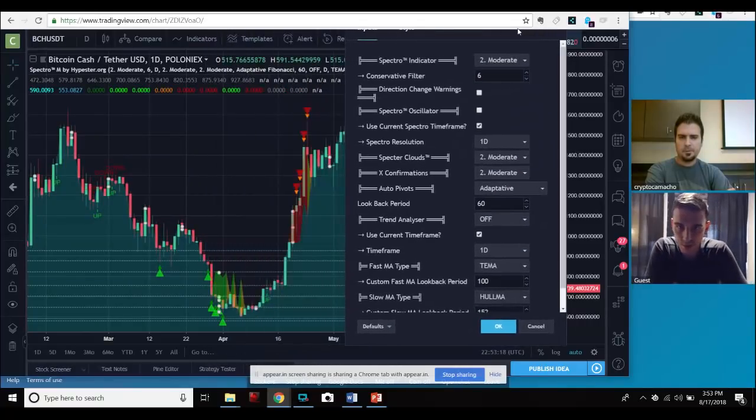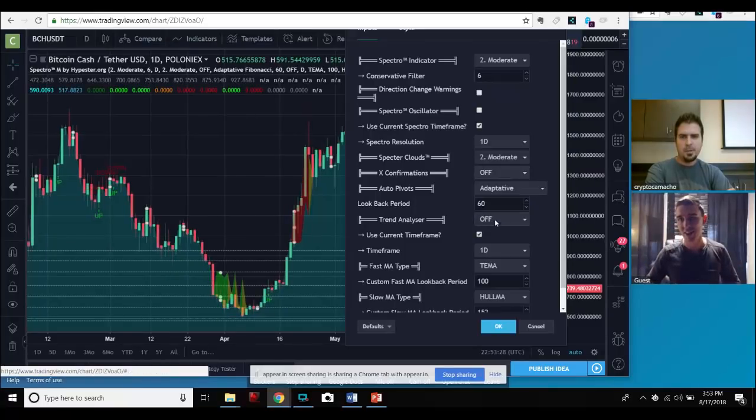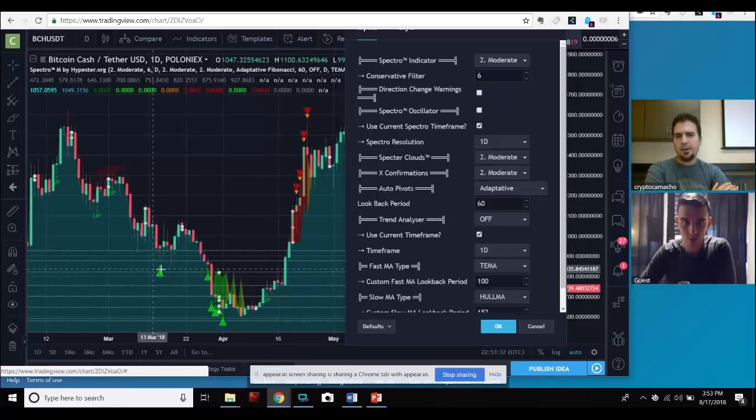Can you see X confirmations there? Yep, X confirmations are these green arrows, right? We call them X confirmations because there were so many confirmations. I just turned it off here. What you were saying before is I was using moderate, which is showing 2 arrows, but you could change X confirmations to aggressive, conservative, or even off.